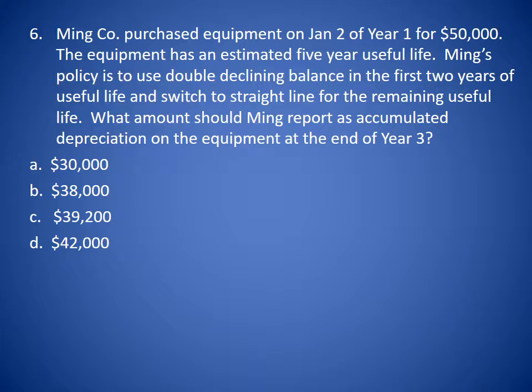Okay, question number 6. A company purchased equipment at the first of the year of year 1 for $50,000. The equipment has an estimated 5-year useful life. Ming's policy is to use double declining balance in the first 2 years of the useful life and then switch to straight line for the remaining useful life. What amount should Ming report as accumulated depreciation on the equipment at the end of year 3?